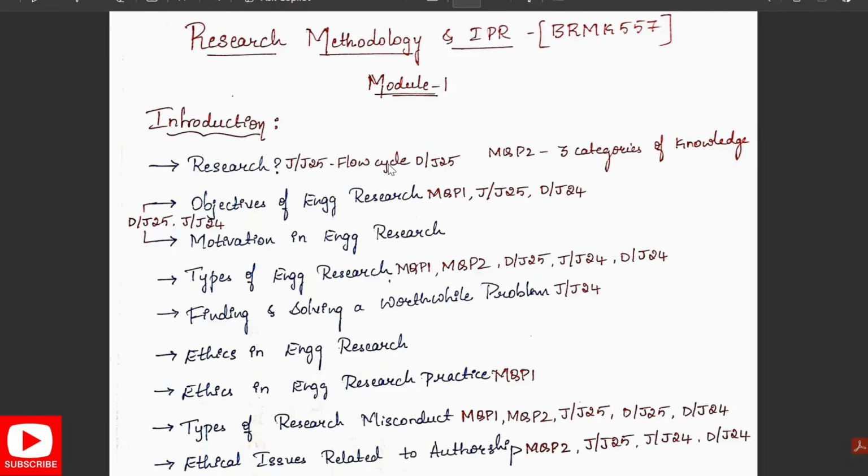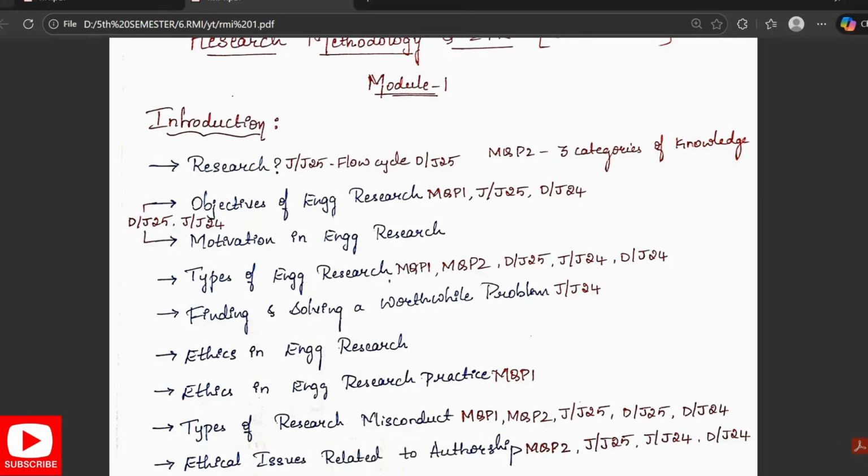Let's move on. You can observe that what is research is asked in all the years. That definition is very important. Next, we have the research flow cycle, which was asked in one paper. In the model question paper, we have the 3 categories of knowledge of research. Then objectives is another important part that has been repeated; they'll ask it with the motivation also. Then comes types of research, a very important topic that has been asked in all the papers. Then finding and solving a worthwhile problem. Till here we'll be covering in this part, and in the next part I'll be moving on to the next. So let's move on.